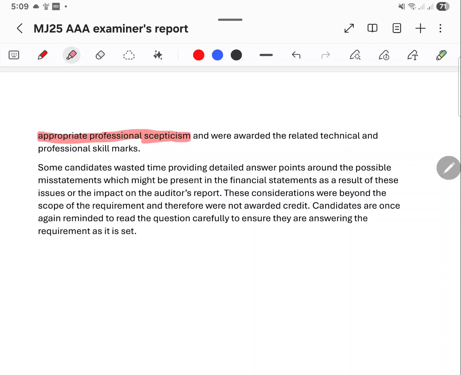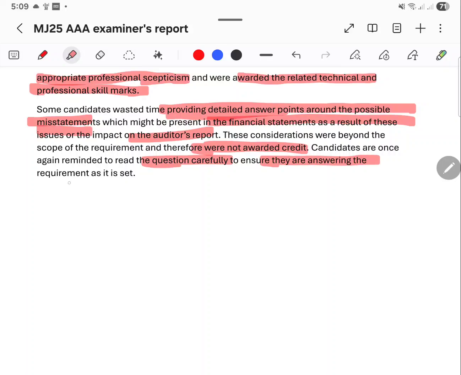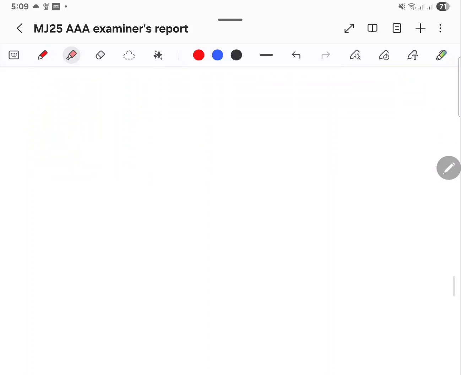appropriate professional skepticism and were awarded related technical and professional skill marks. Some candidates wasted time providing detailed answer points around the possible misstatements that might be present in the financial statements. As a result of these issues, the impact on the auditor's report and the considerations were beyond the scope of the requirement and therefore were not awarded credit. Candidates are once again reminded to read the question carefully to ensure they are answering the requirements as set.